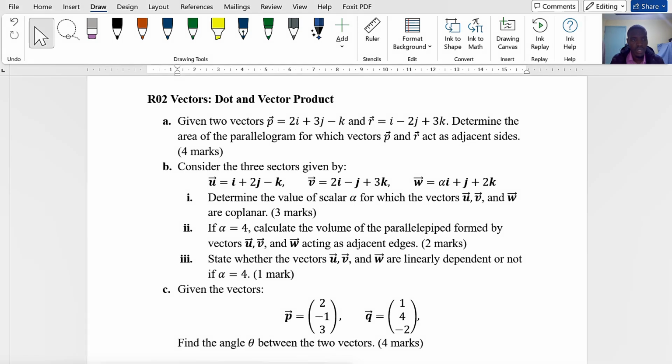Now let's continue to revision 2, still on vectors and integrals, but still again on vectors. So we are now going to see the dot and the vector product questions. Now we start with question 1.